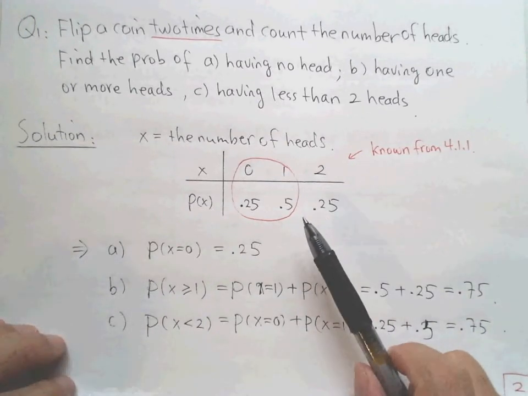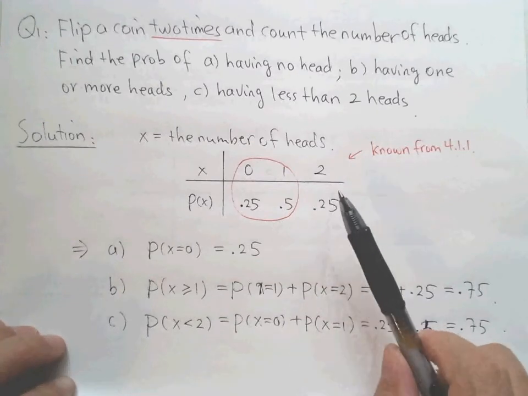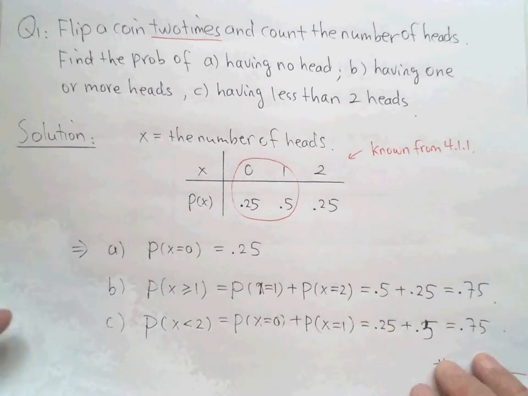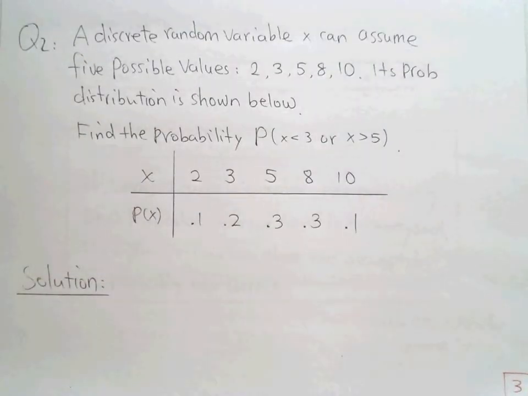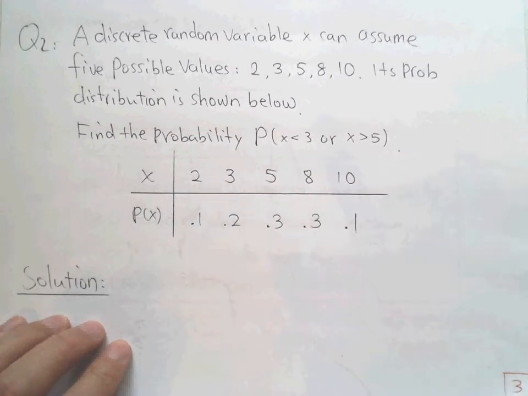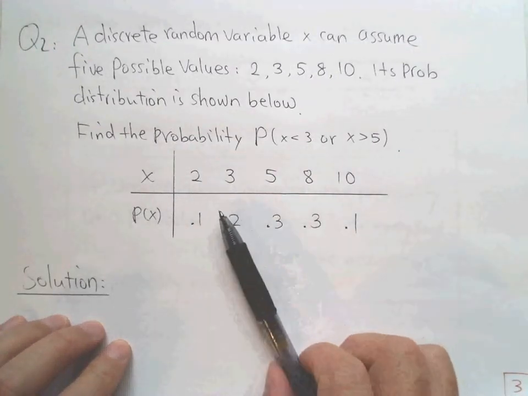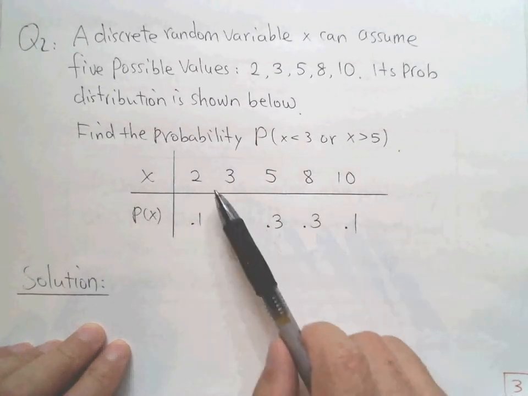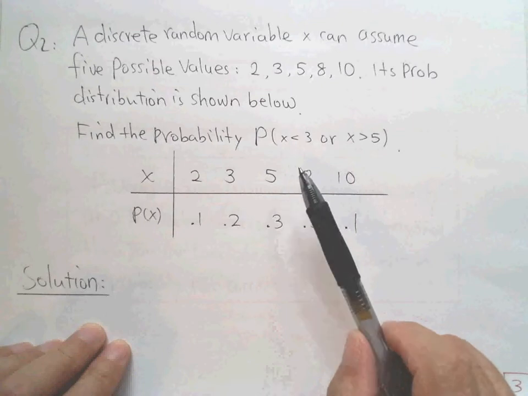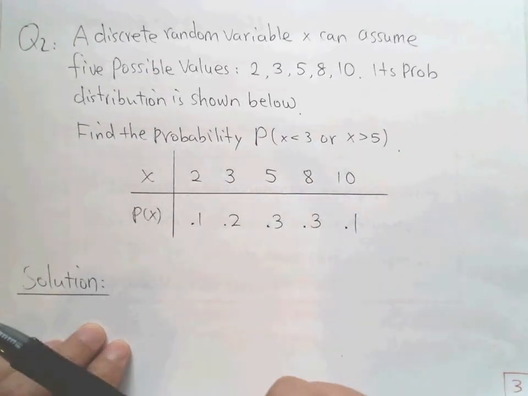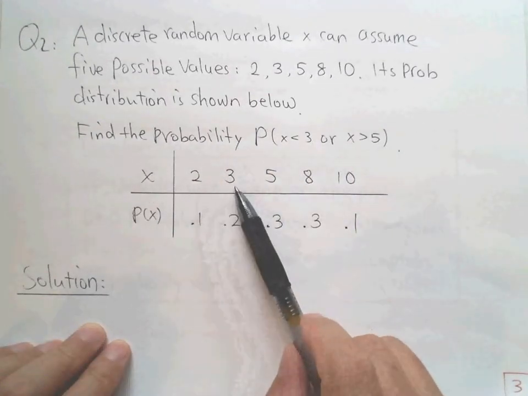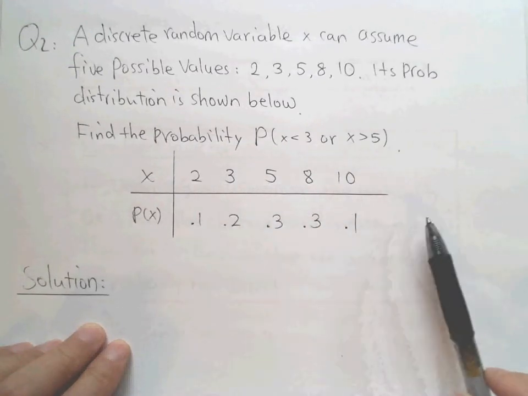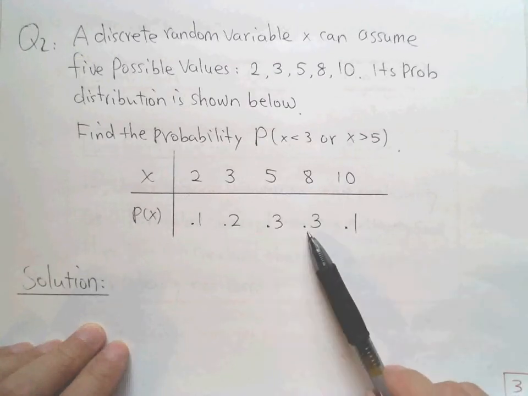The condition is that we have the distribution table, which is the most important thing. Let's look at one more. Suppose we have a probability distribution table here for a discrete random variable. X is the random variable, the first row is the possible values for the random variable, which are 2, 3, 5, 8, 10, and the probabilities are below. If you add them together, the total should be equal to 1.